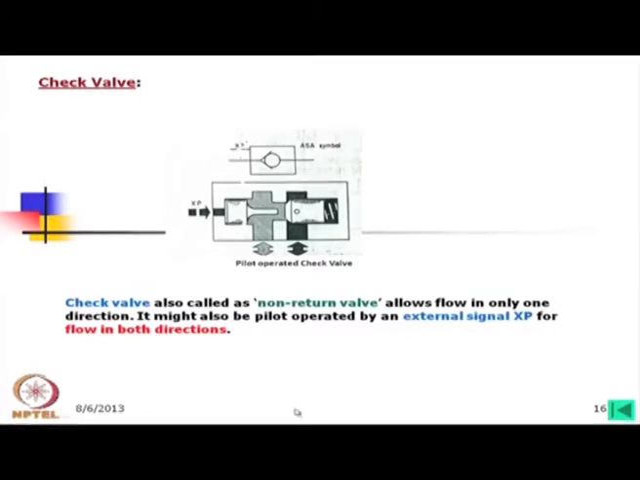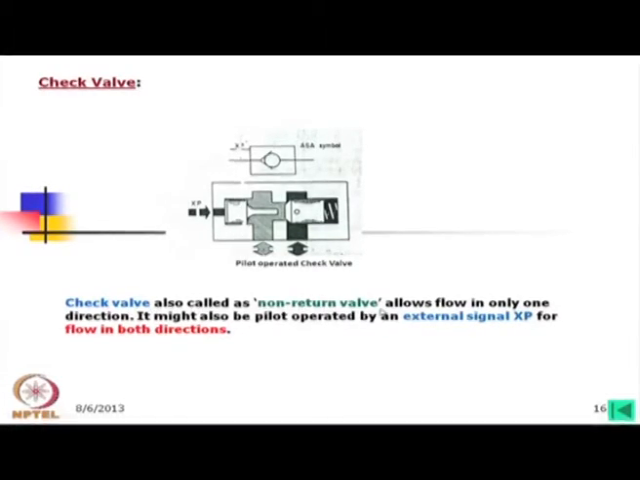Now, check valve. Check valve I have already described. Here a simple mechanism is there. This is the main poppet of the check valve. Now, if the flow is going like this, then the oil will not be able to go in any direction. Whereas, if the oil is going from this side, then it can blow this one and this oil will go out.